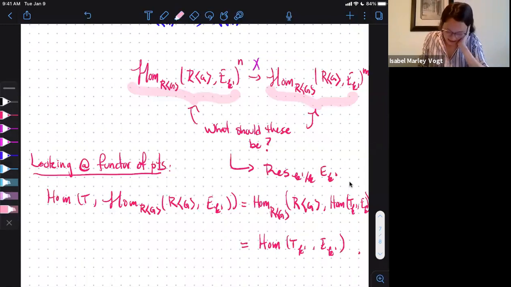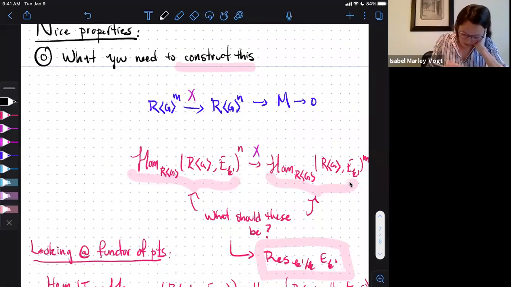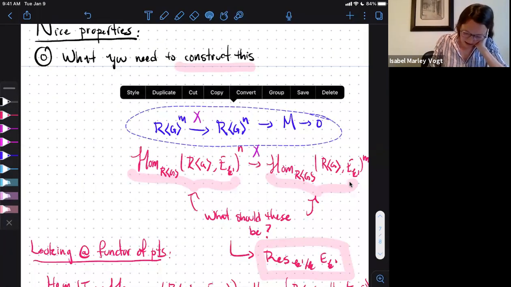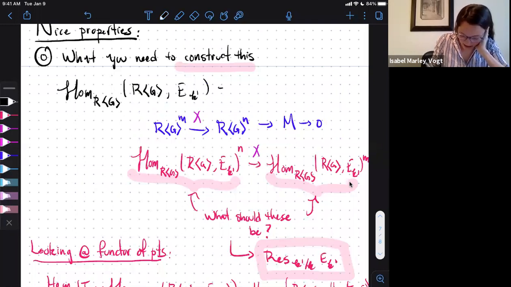So this is the real thing that you need to work out, and then it's just some sort of formal category theoretic arguments to construct the functor. So this zeroth nice thing, I see I should have left a little bit more space. This zeroth nice thing is that if I take R⟨G⟩ itself into E_K', this is the Weil restriction from K' down to K of E_K'.